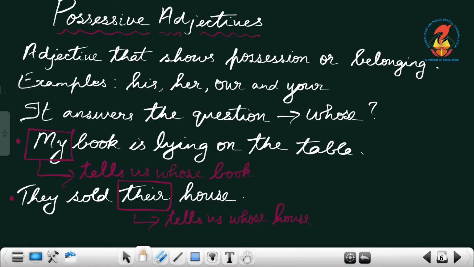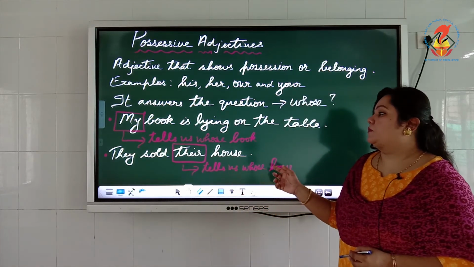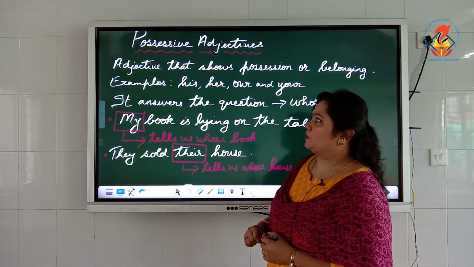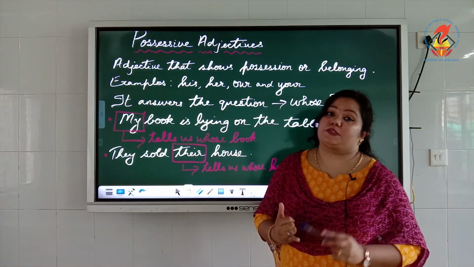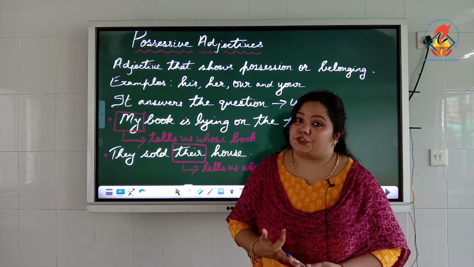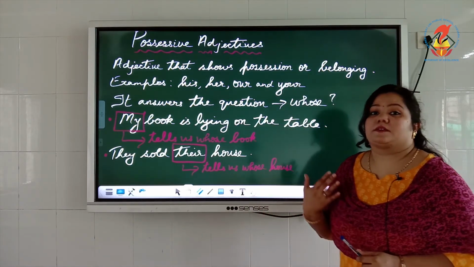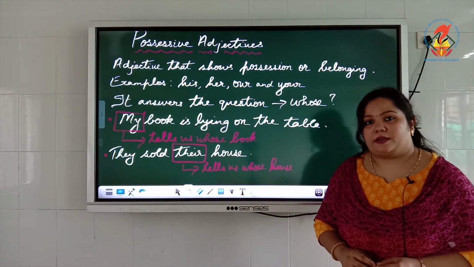Same way the next one. They sold their house. Alright, so now there is a possessive adjective in this sentence because it tells us whose house. Right? They sold their house. So the word their tells us whose house we are talking about. Understood? So possessive adjectives are actually adjectives that show possession, belonging or ownership. And words like his, her, our and yours are words that depict such possession, and they are known as possessive adjectives. Okay, I hope you have understood.